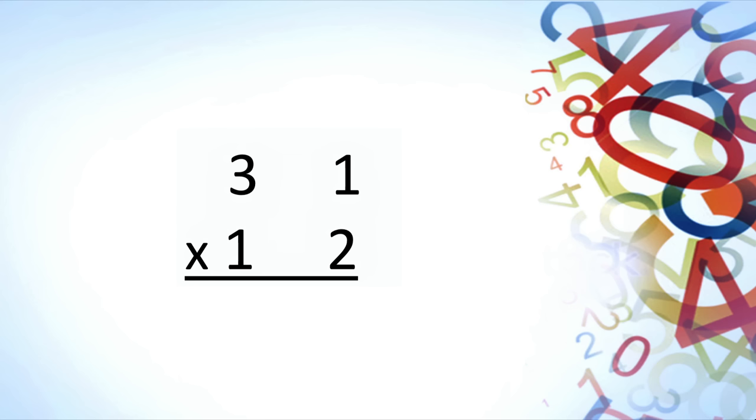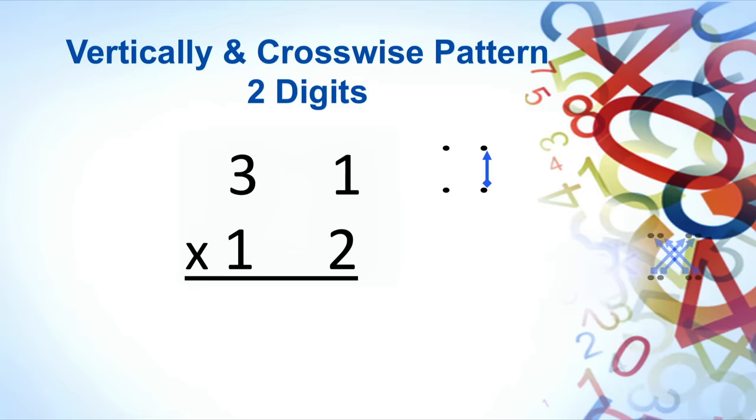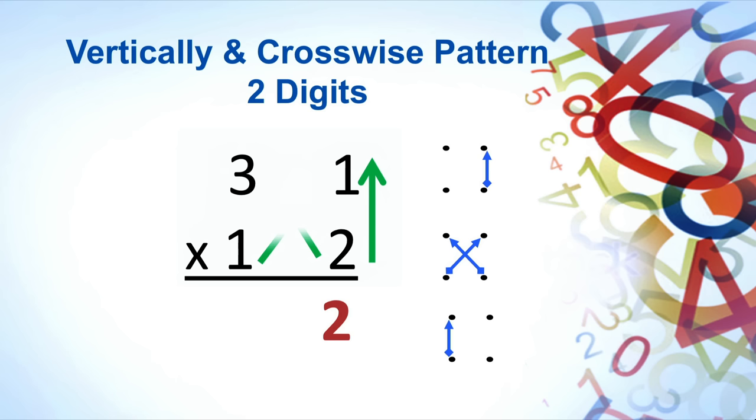Let's do this. So we got 31 times 12. We're going to apply the vertically and crosswise sutra. So we're going to do like this, vertically, then we're going to go crosswise, and then we're going to do vertical again. So 2 times 1 gives us 2. Crosswise, 2 times 3 gives us 6, and 1 times 1 gives us 1, so 6 plus 1 is 7. 1 times 3 gives us 3. And that's it, that's our answer, 372.